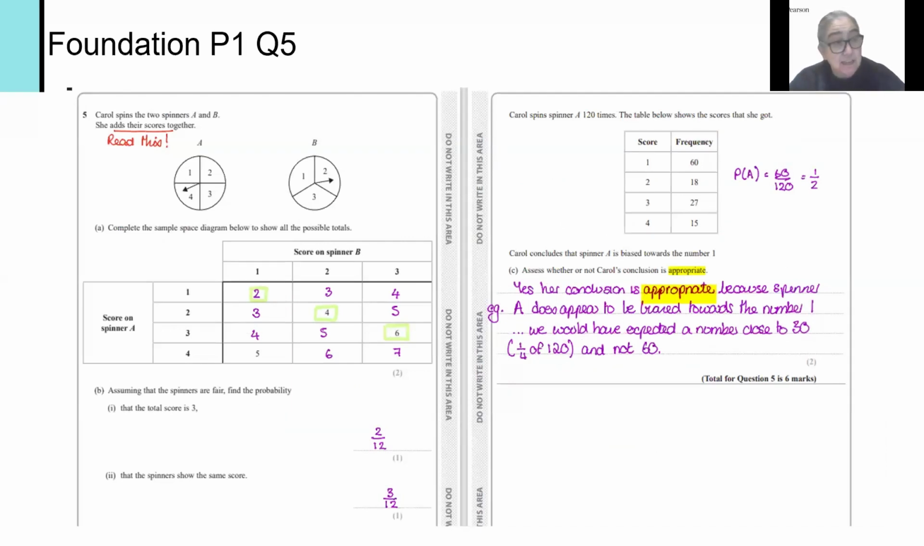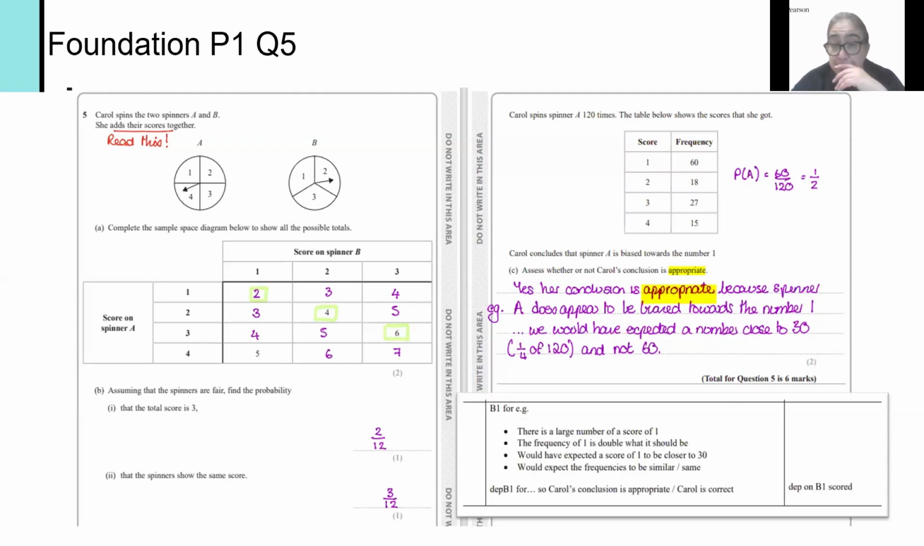Then this is an assessment of a conclusion. So when we look again at the mark scheme, I just need to move something at that box out of the way. That one there was asking to comment whether a conclusion was appropriate and then giving a reason. You can see there, and again, understanding the mark scheme, that saying Carol's conclusion is appropriate or she's correct was dependent on giving the reasons.